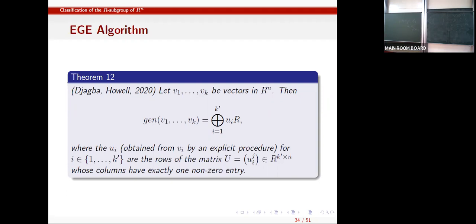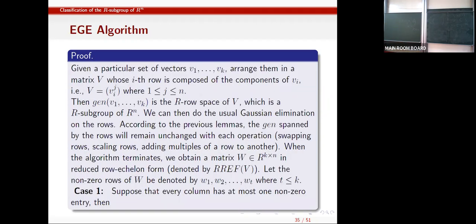And when we get the reduced row echelon form of this matrix, what do we get? We get a new matrix that we call W. We all know what a reduced row echelon form of a matrix is. So we get a new matrix that we call W after taking the reduced row echelon form of the initial matrix, which contains some rows W1, W2 up to WT, we suppose.